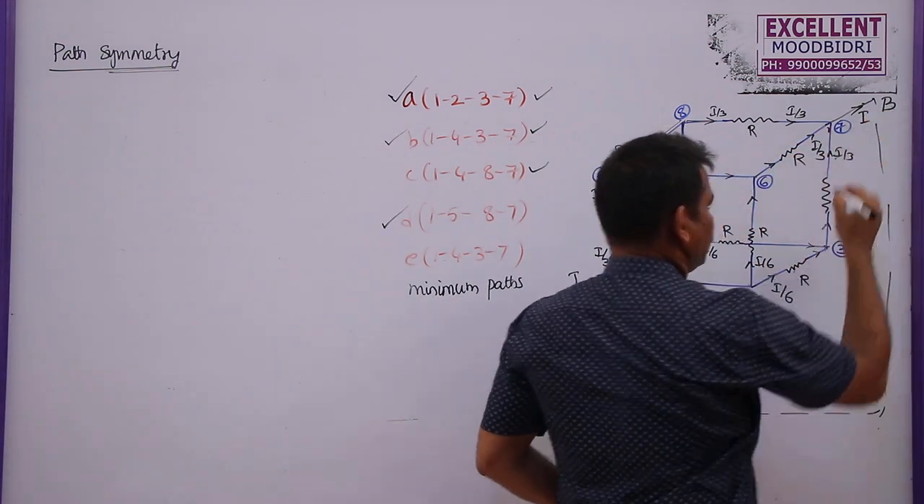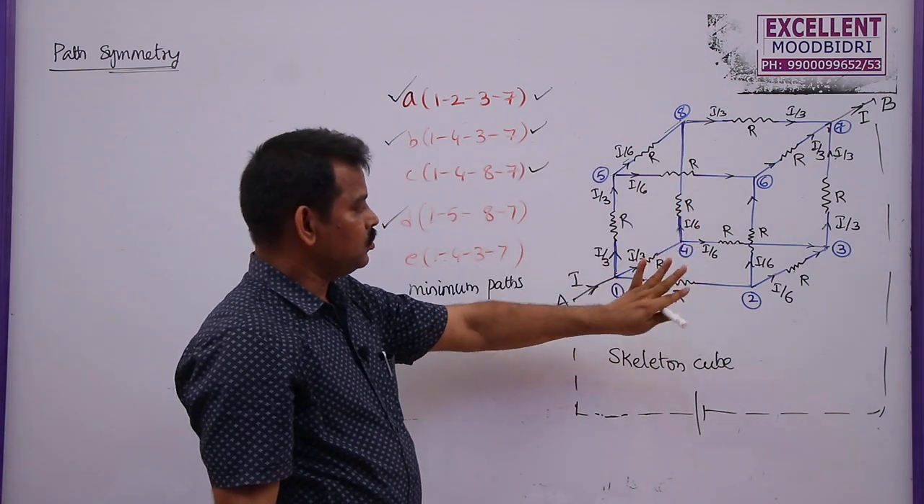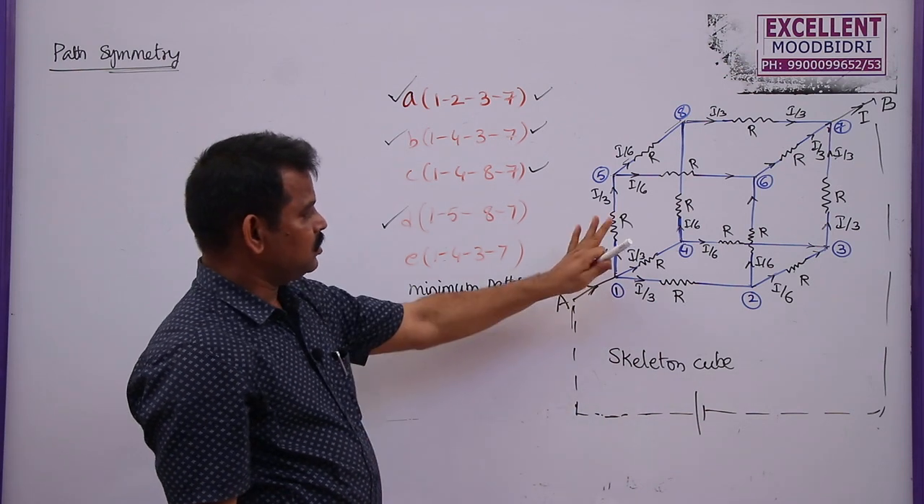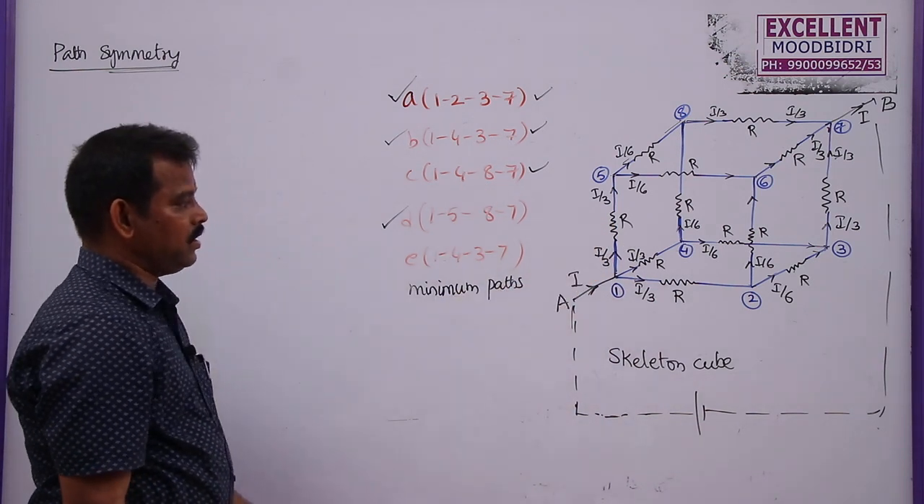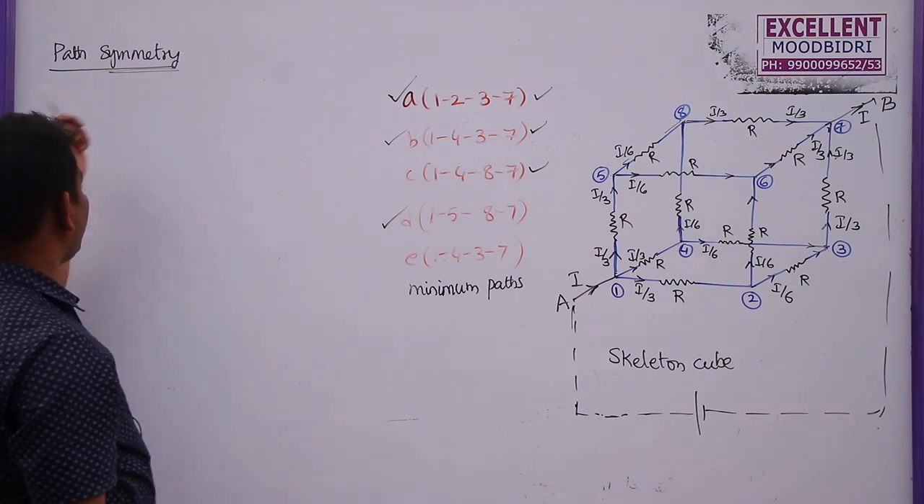So we know that the incoming current I should be equal to the outgoing current in any junction. So there is no loss of current. So this is how we can divide the magnitude of current, or strength of current, according to path symmetry.